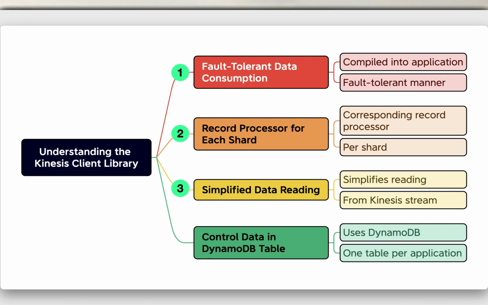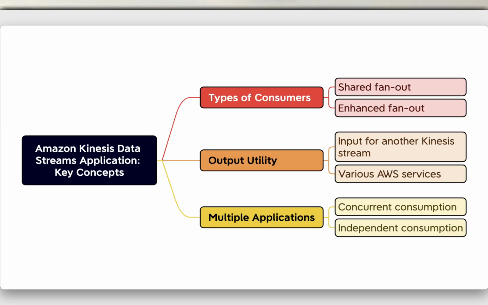3. Simplified data reading. The library simplifies the task of reading data records from a Kinesis stream. 4. Control data in DynamoDB table. The library uses an Amazon DynamoDB table to store control data and creates one such table for each application processing the data.